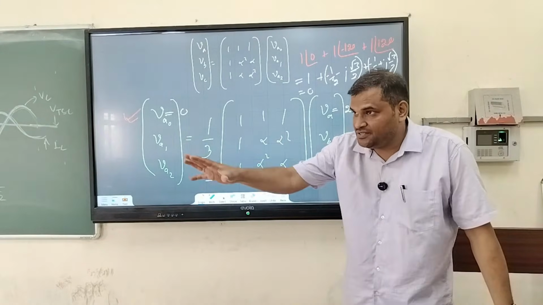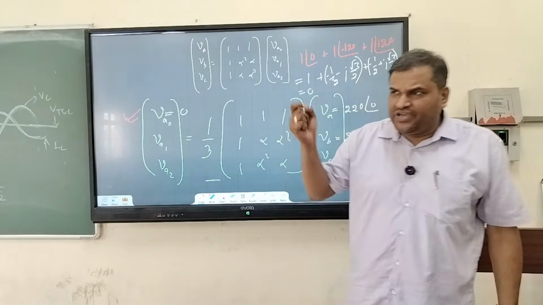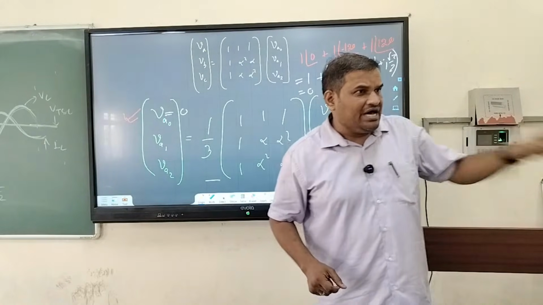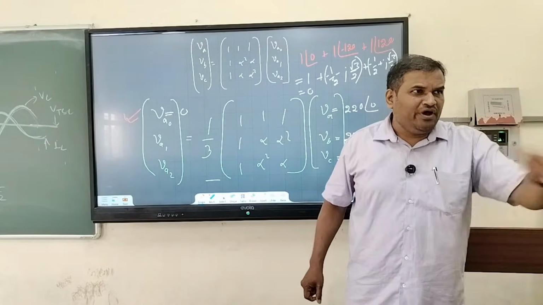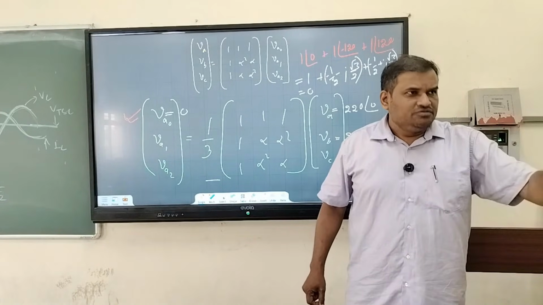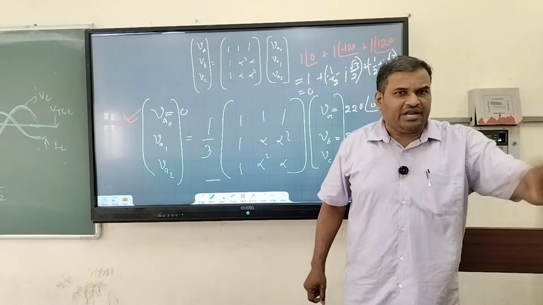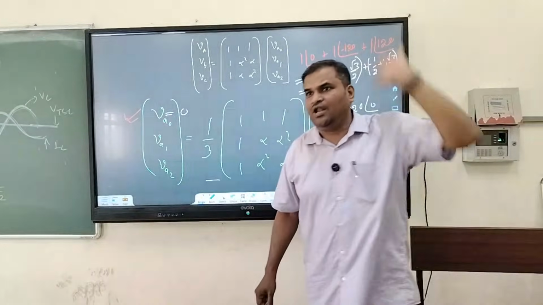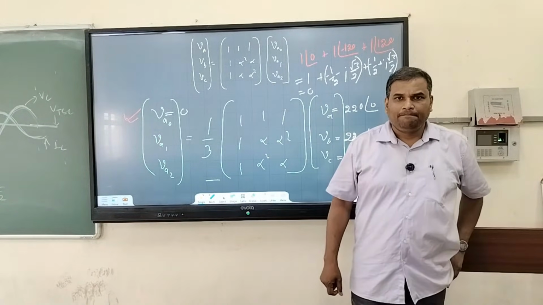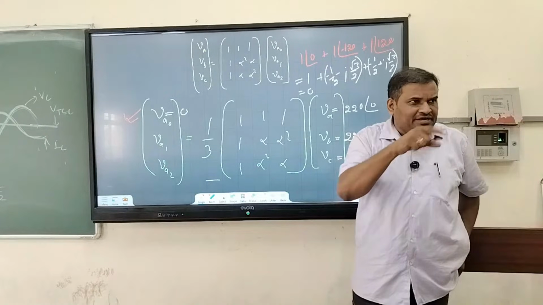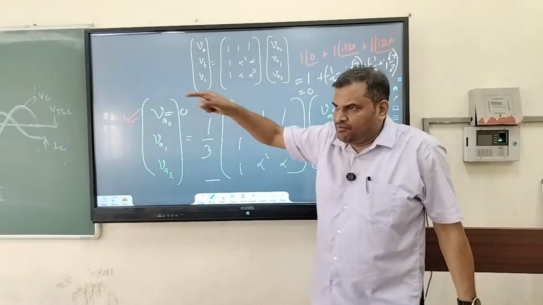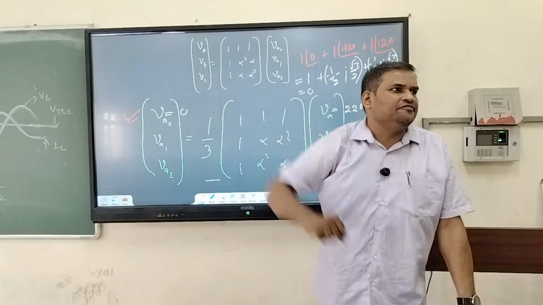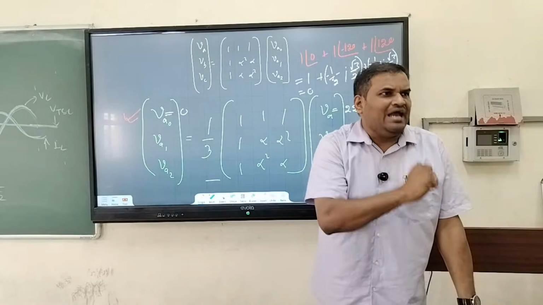They are balanced. But can you give a guarantee that all the three phases have equal voltages? You go and check with a multimeter, the voltage between Rn, Yn and Bn, and you will find it is never equal. In Rn it is coming 380, Yn 390, and Bn around 385. It is not balanced.